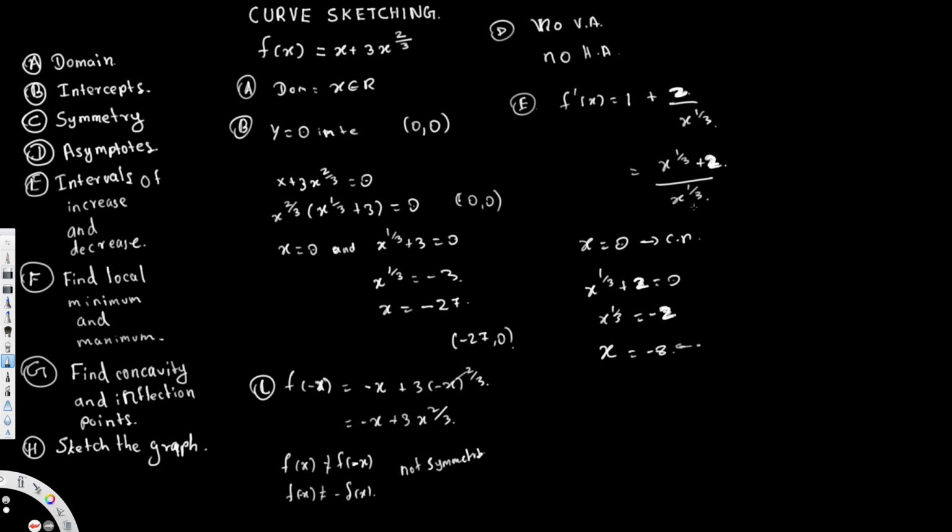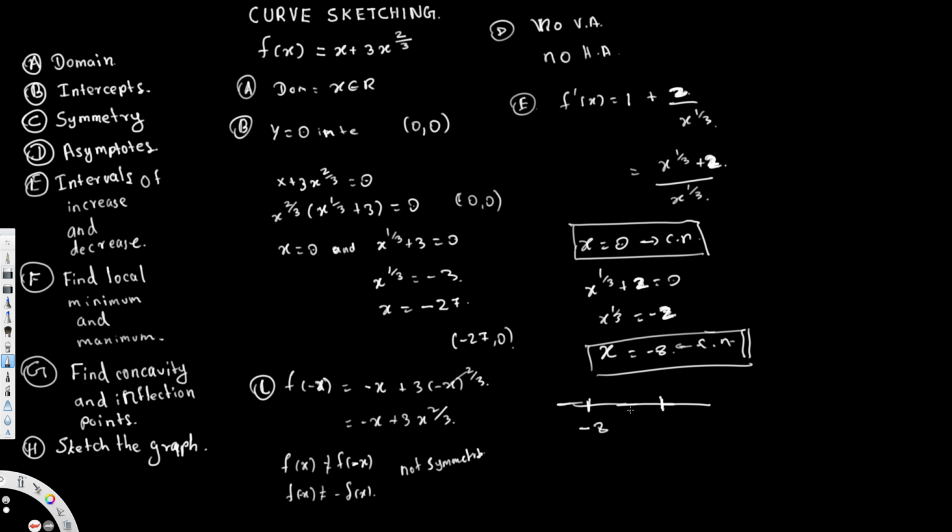Now we have to check the values between the critical points, whether it is positive or negative. So let's take the critical points. This is negative 8, and the other critical point is 0. So 0 and negative 8 are the critical numbers. So let's check the values above and below the critical numbers.